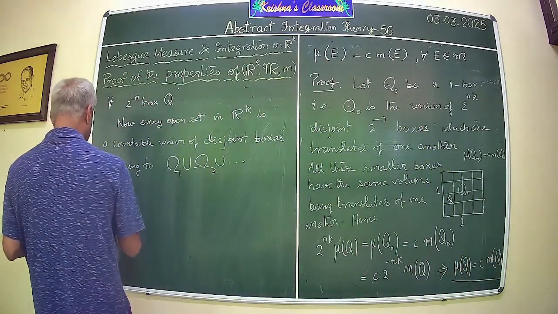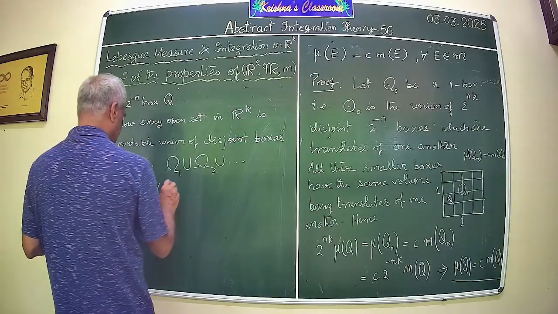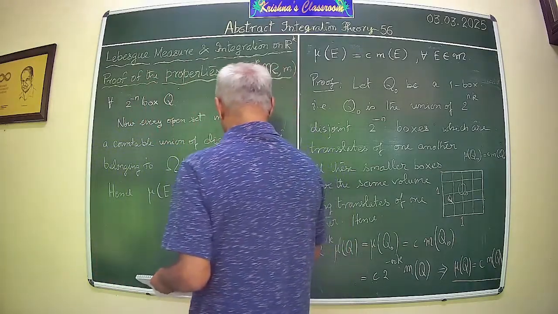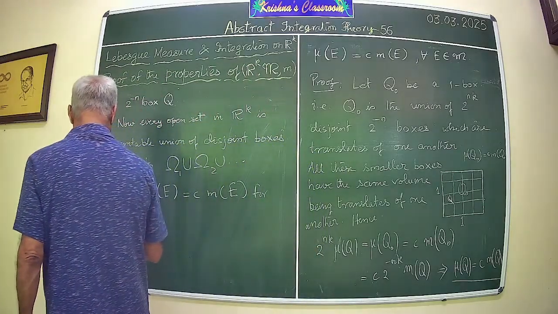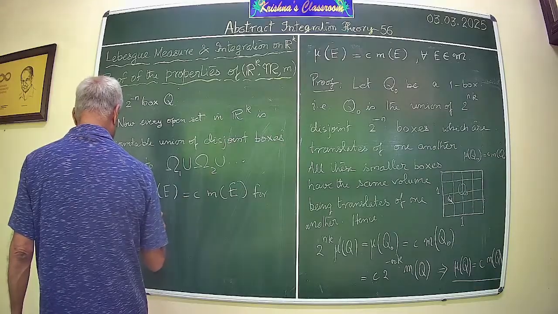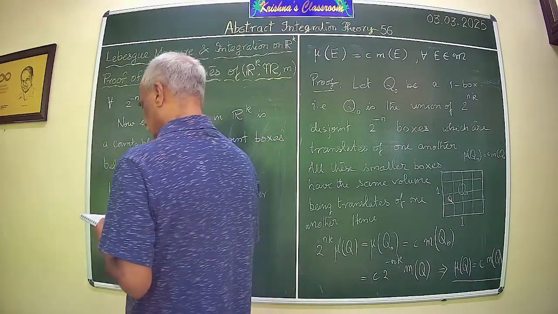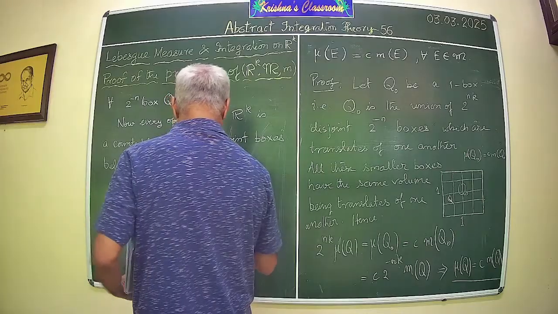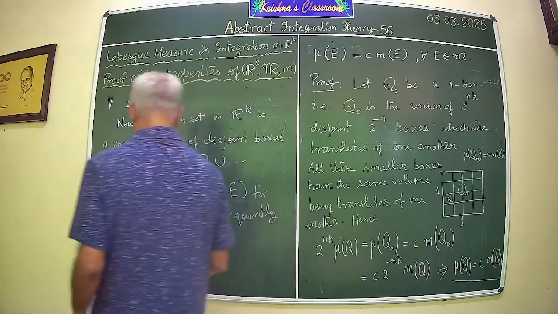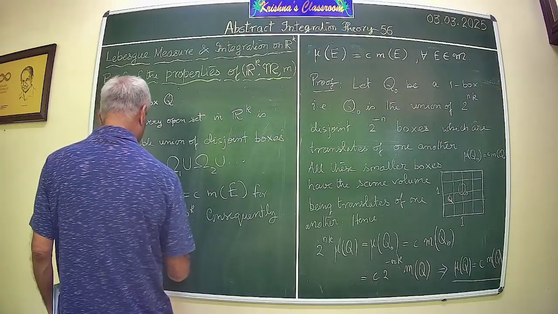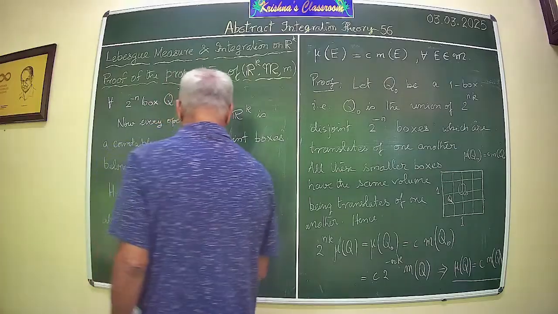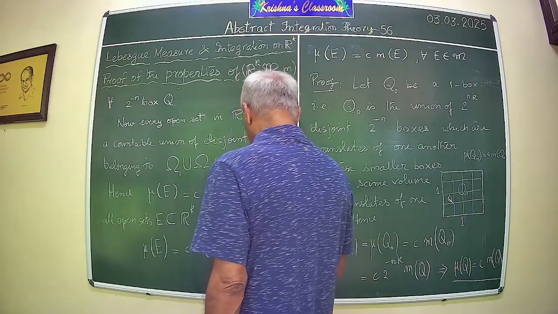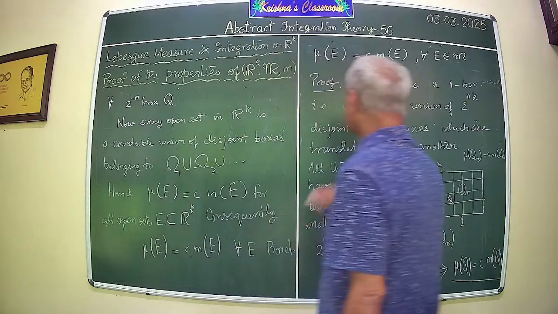Hence, mu of E equal to C of m of E. Consequently, mu of E equal to C m of E, now it is quite easy to prove for every measurable set E.